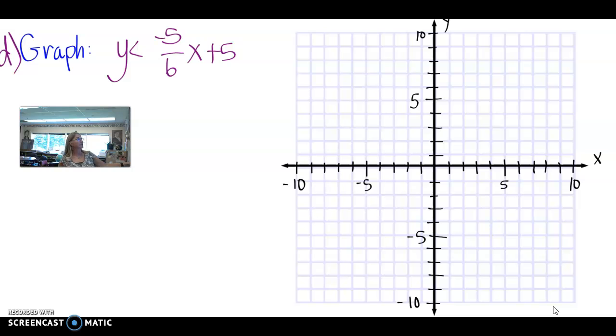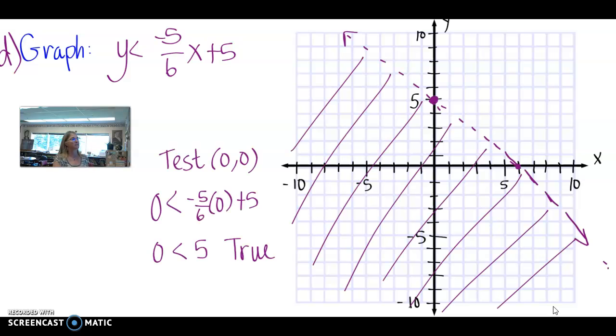Okay, this next example, write it down and do it, and then check your work, and then I'll make one more video for the last type of problem. All right, so you have a y-intercept of 5 up here. You have a slope of -5/6, so go down 5 and over 6. Get a second point. Dotted line, because it's just less than.